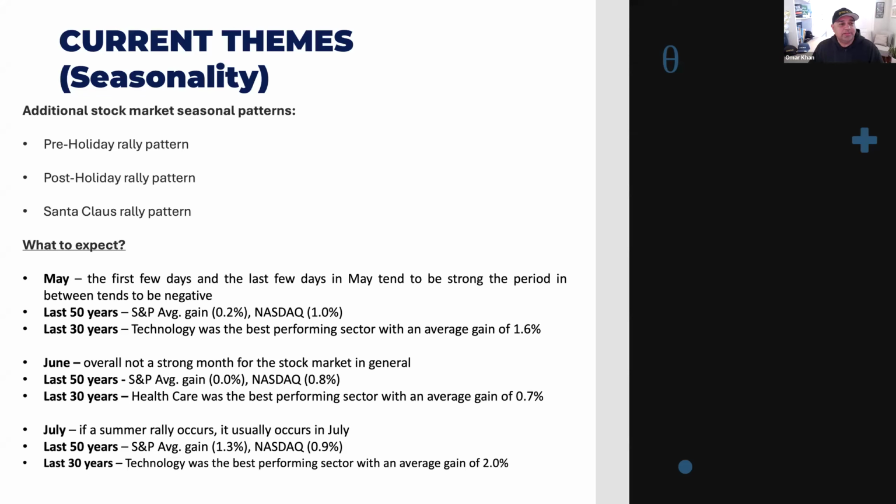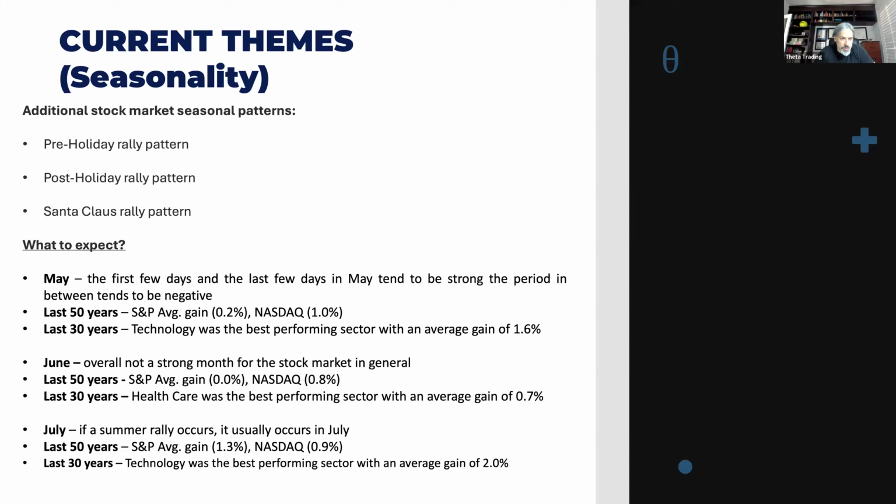So let's take a look at post-holiday, pre-holiday, Santa Claus, right? We all know those things are coming soon. But what do we expect in May, June, July? Well, May, as you can see, the NASDAQ is on average up 11%, but it tends to be the first few days and a little bit towards the end.